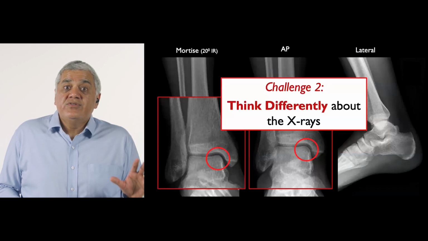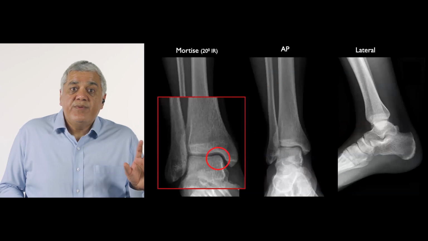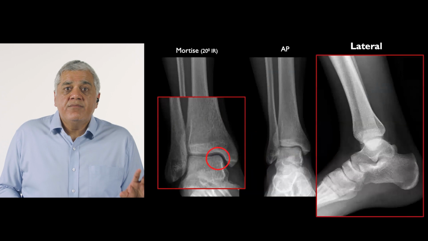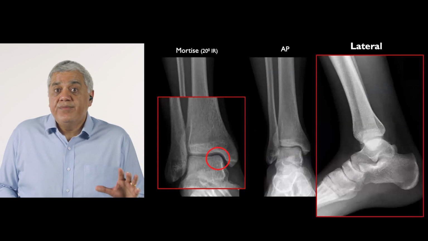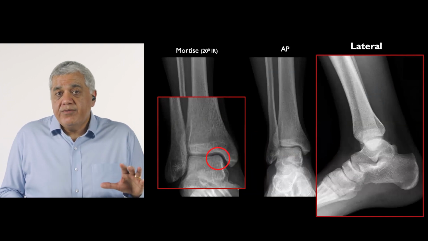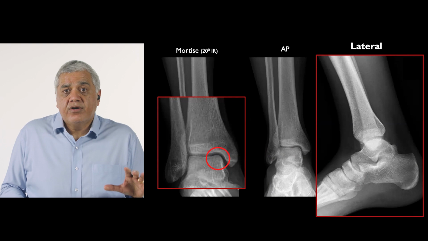What I'm also going to do, though, is challenge you to think about the x-rays differently. Because we spend a lot of time looking at the mortise, we spend very little time looking at the main film for orthopedic surgeons, which is the lateral view. The lateral view is incredibly important for all x-rays. We don't look at it nearly enough in the emergency department.